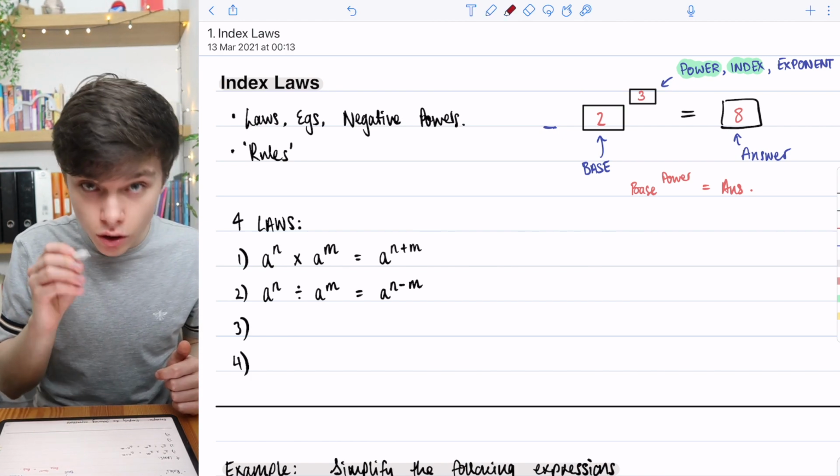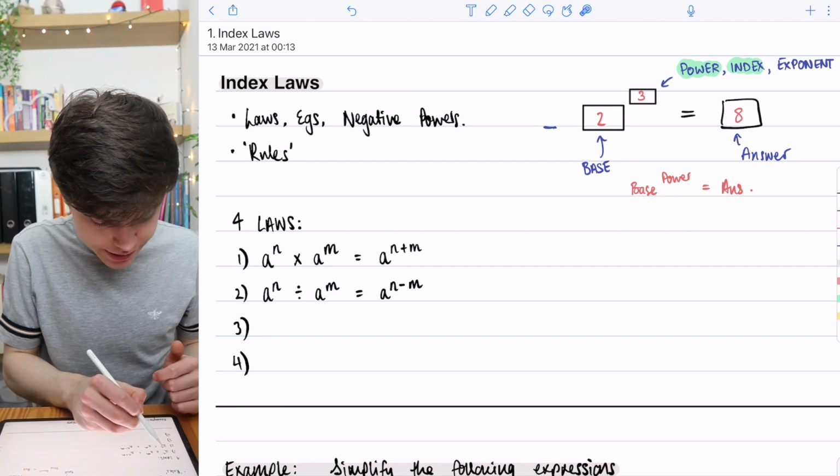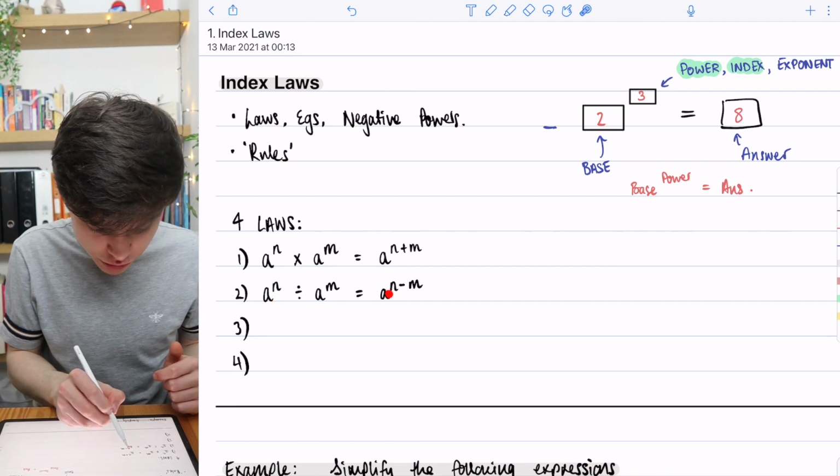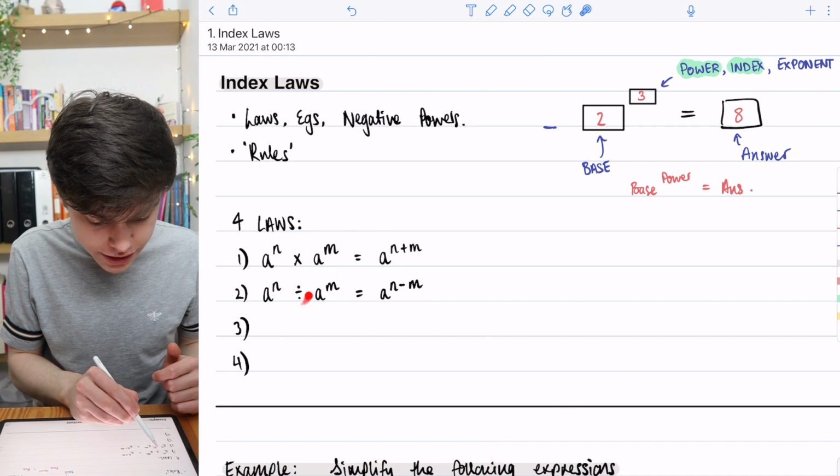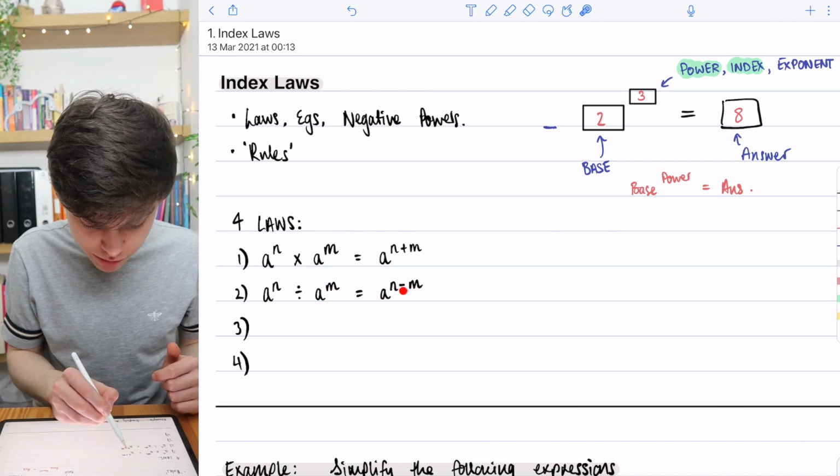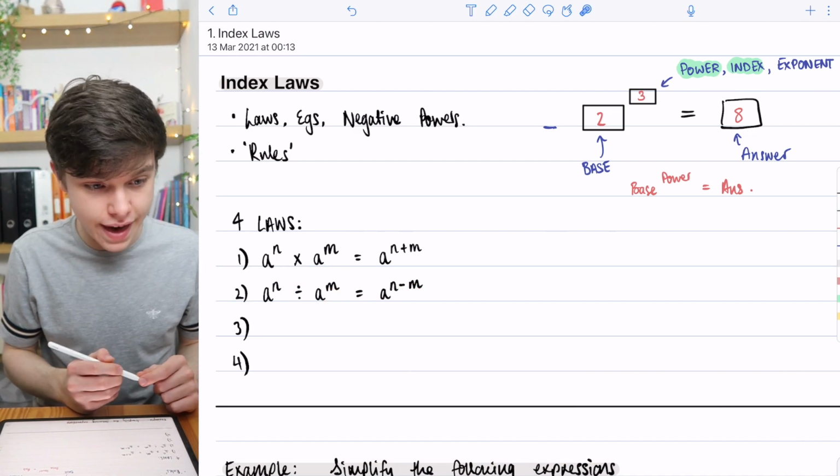And notice the order that I subtract. We can see I've got the n first, so I do the n first here. And we're dividing by a to the m, so I subtract the power of m there.